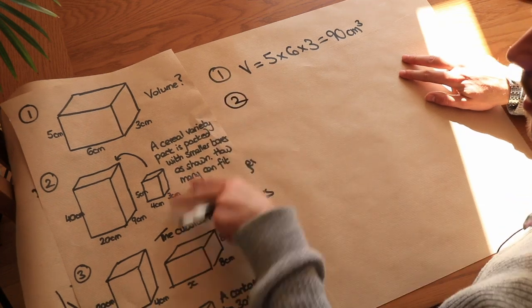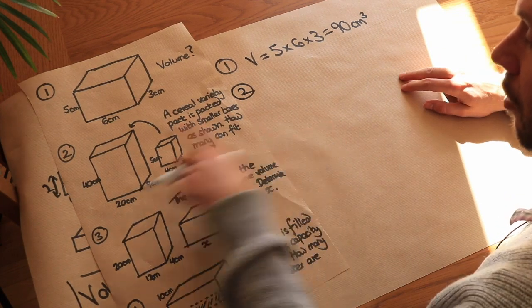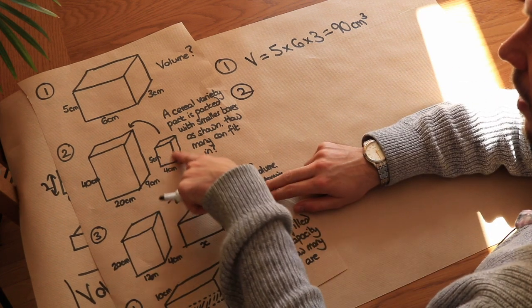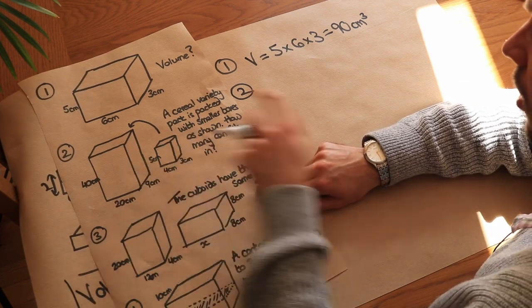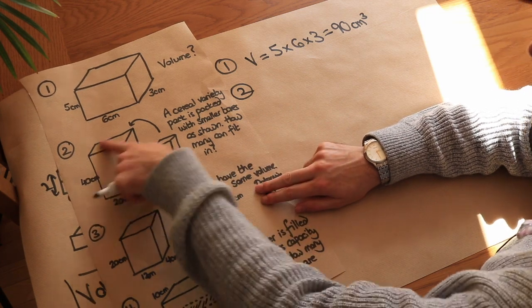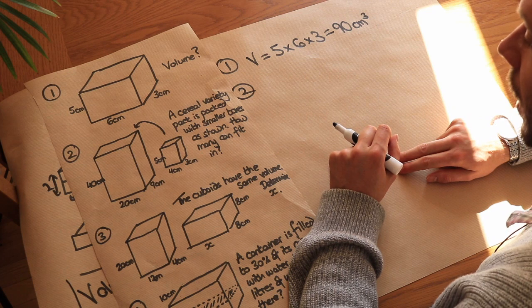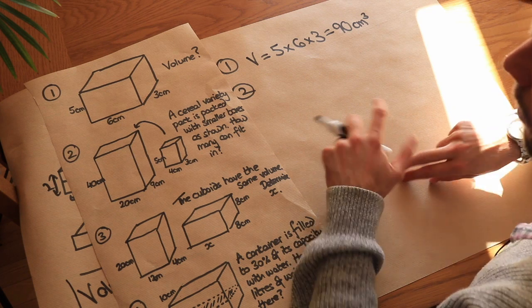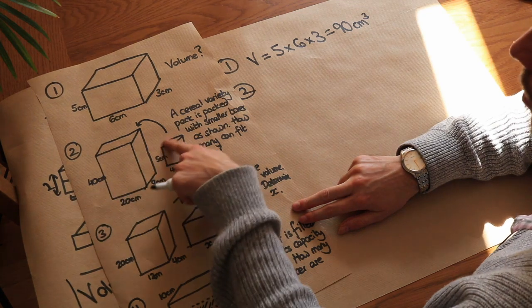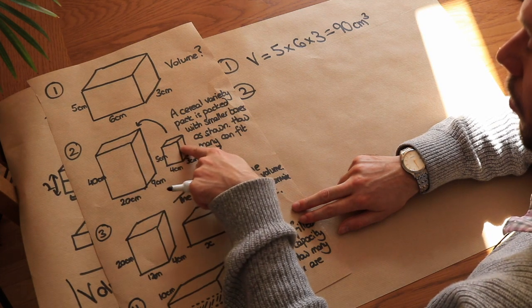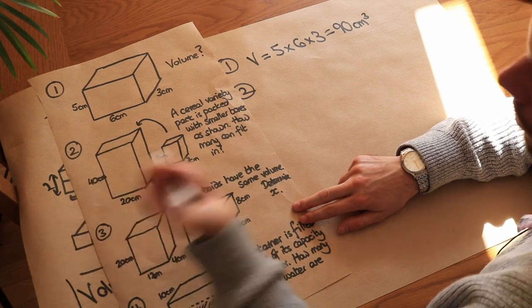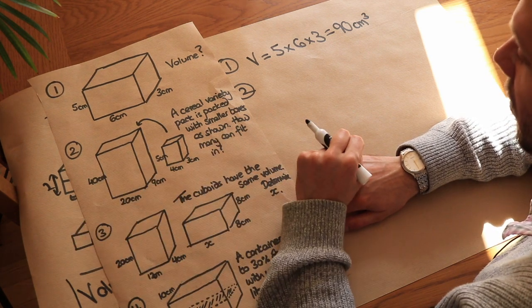What about the second question? A cereal variety pack is packed with smaller boxes, so we can fit a number of those smaller boxes within the large box. How many of those cereal boxes can you fit within the variety pack? Now there's 2 ways of doing this. One way is that we could find the volume of the variety pack and the volume of each individual cereal box, and we can see how many times that goes into that.